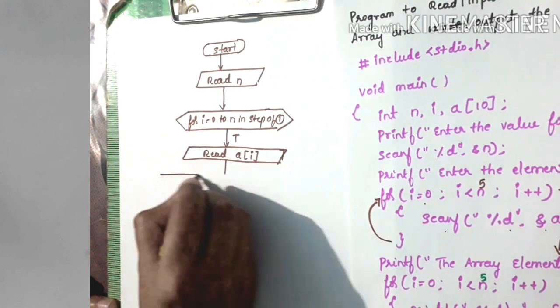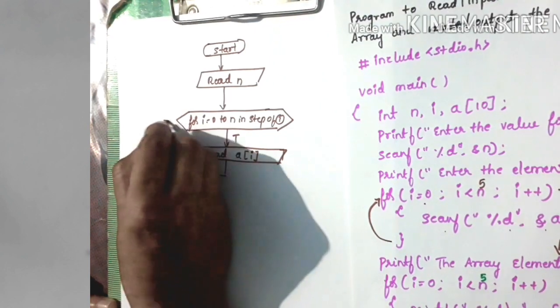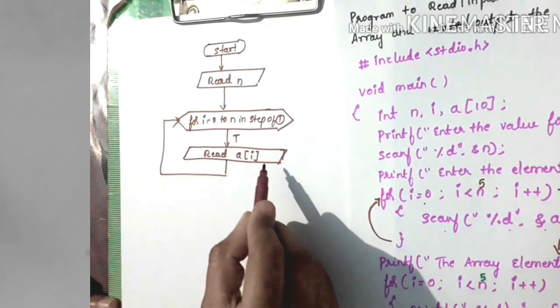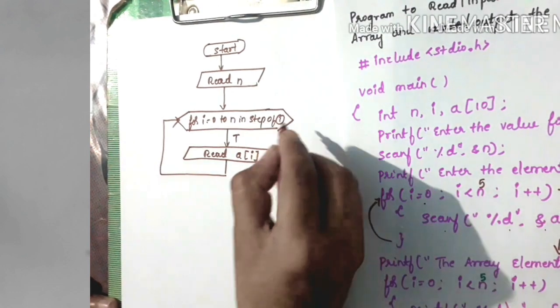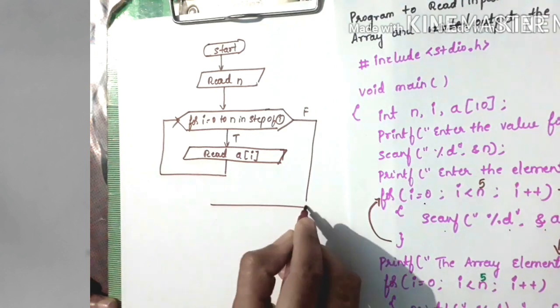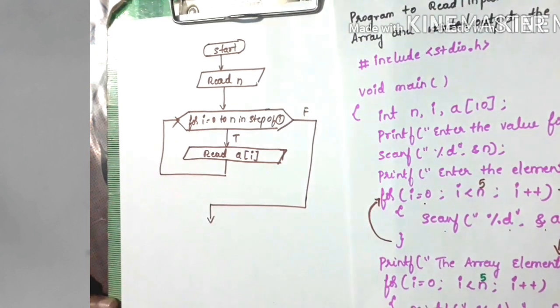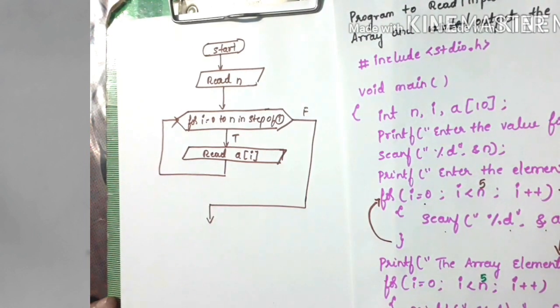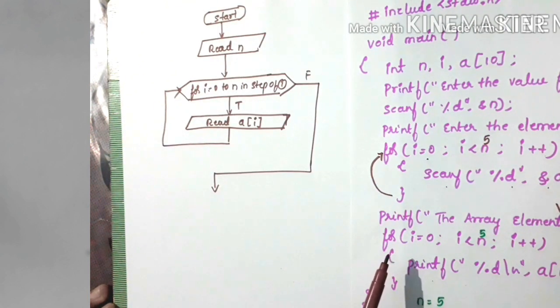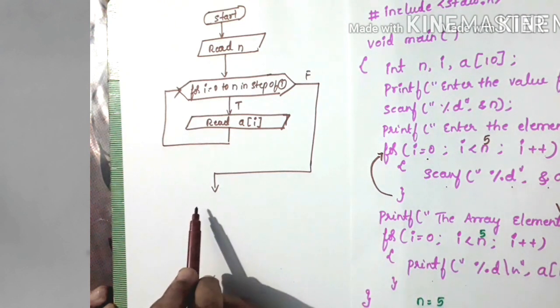Next, end for, control returns back to the for loop. Like this, the for loop instructions are executed. When this for loop condition becomes false, control moves out of for. Then it executes the statement after the for loop. The statement after the for loop is a print statement which prints the message "array elements". I won't write that in the flowchart.